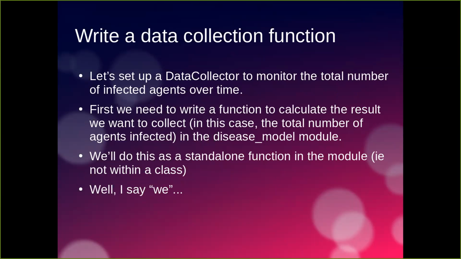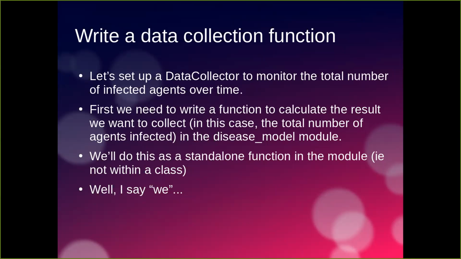So what we're going to need to do, first of all, is write a function that will calculate the result we want to collect. So in this case, total number of agents infected, and we'll put that in the disease model module. We'll do that as a standalone function in that module, i.e. not within a class. It'll just be within the disease model.py file. We'll have a standalone function outside of the 2 classes that will basically calculate the result, i.e. the total number of agents infected at any time.